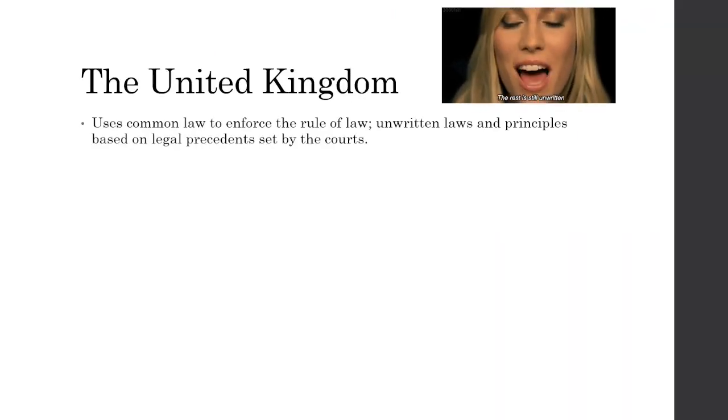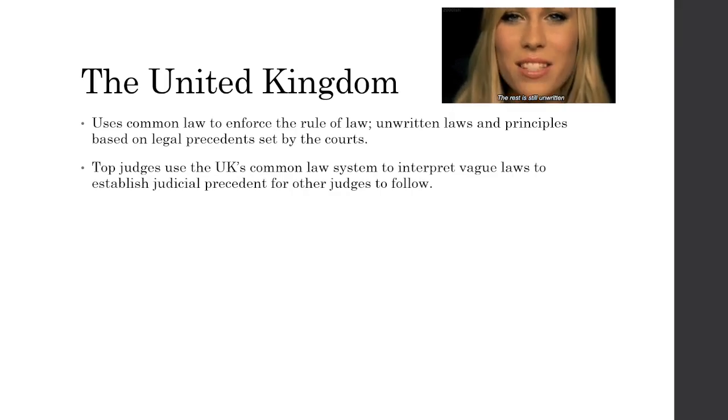In the United Kingdom, they have common law because they don't have a constitution that will enforce the rule of law, so nobody is above the law, and they use a variety of unwritten laws and principles based on legal precedents set by the courts, as well as some other legal documents like the Magna Carta. Top judges will use this common law system to interpret possibly very vague laws and establish a judicial precedent and legal precedent for other judges and organizations to follow. We're actually looking at an example shortly.